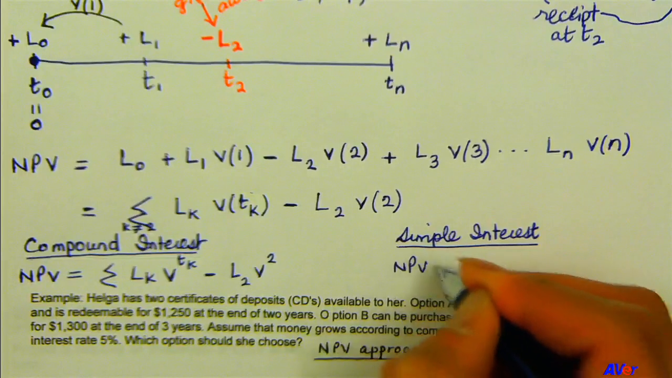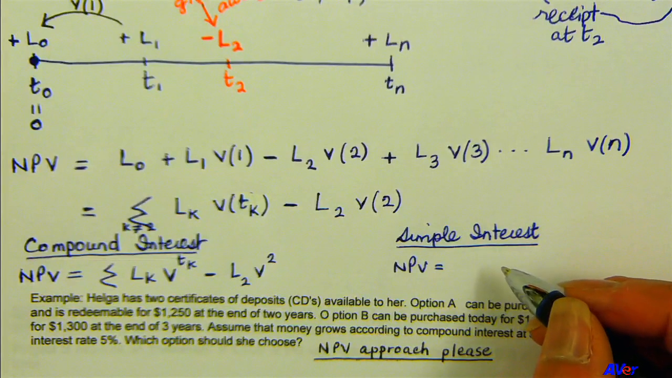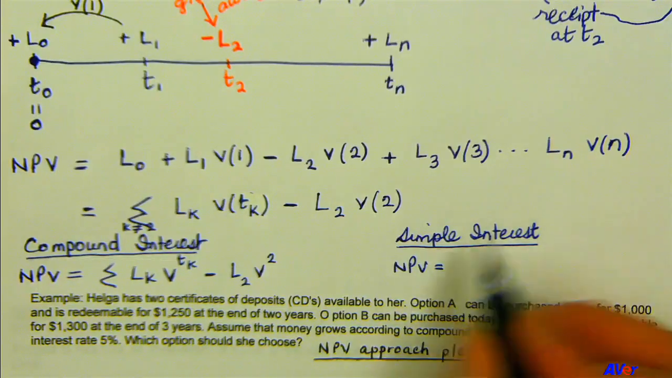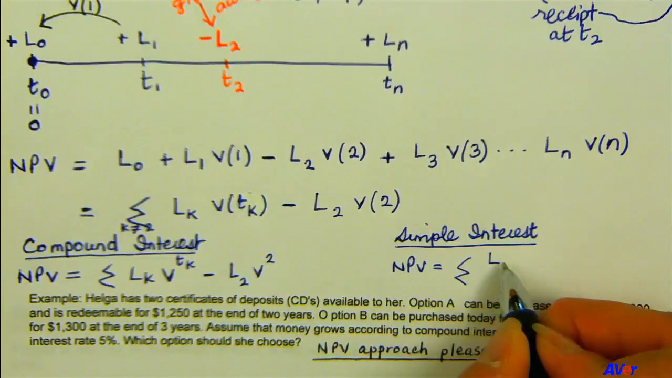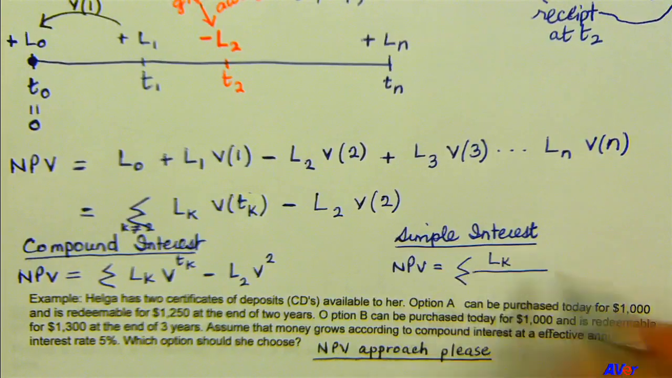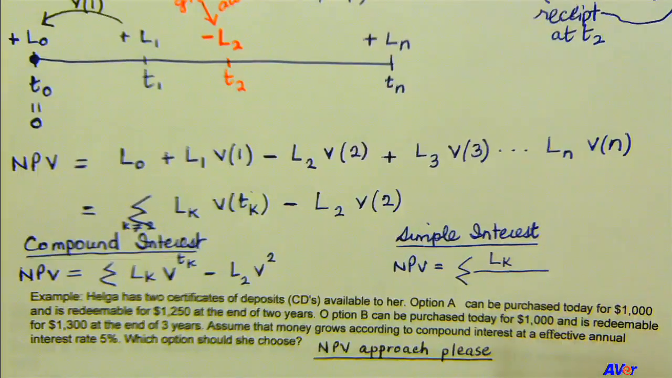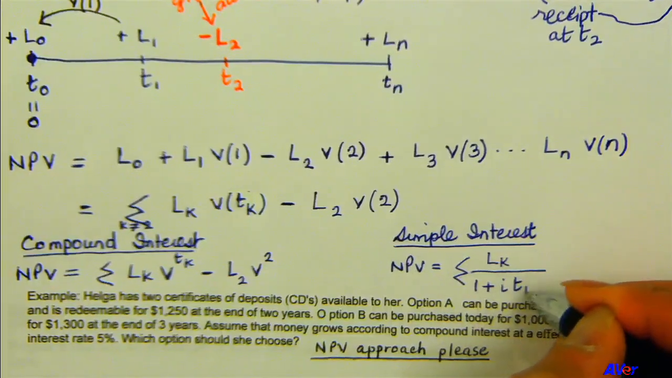Net present value equals what? I'm just going to change my V function right now, because A of t is equal to 1 plus it now, right? Summation, and then L sub k. Wouldn't you have to go all the way back to 0 and then go back forward? I'm just bringing it to 0, doing nothing forward. Net present value means bring the whole cash flow to 0. Finish. Okay? So L of k over 1 plus I T sub k.